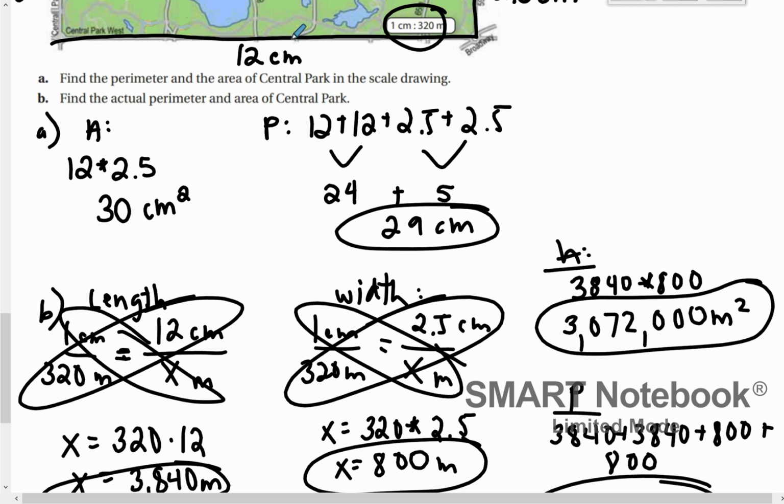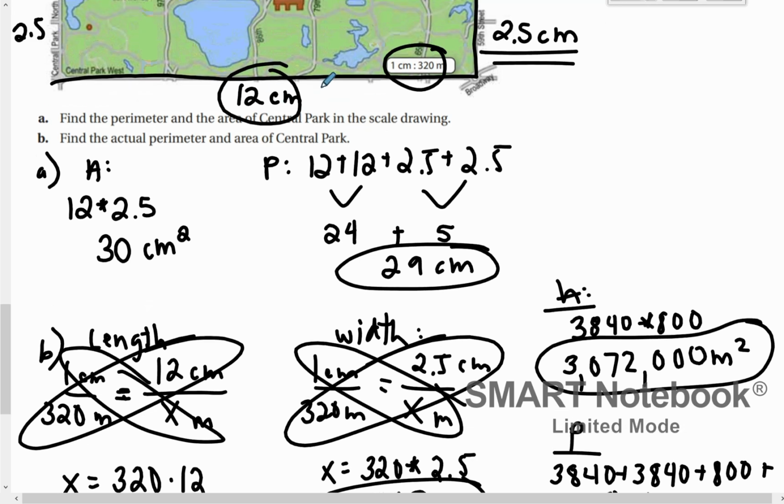Because we are needing to multiply our length by 320 and our width by 320. So when we take our area and only multiply it by 320, we're missing out on that other dimension. So that would be taking 12 times 320, but then still multiplying it by 2.5, which would not get us the area of that actual park. We'd have to take this times 320, this times 320, and then multiply them. Okay, so when we took 30 times 320, we got 9,600. Now if we multiply that by 320 again, that's when we get this answer. Okay, so make sure we're not shortcutting that area.